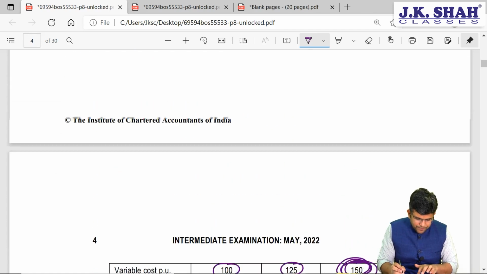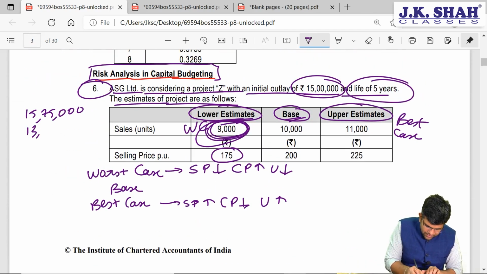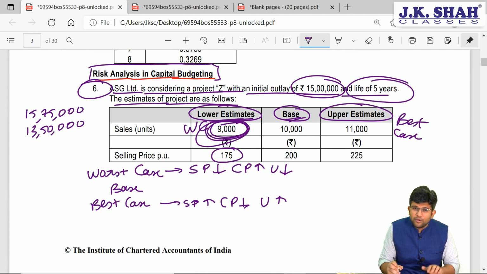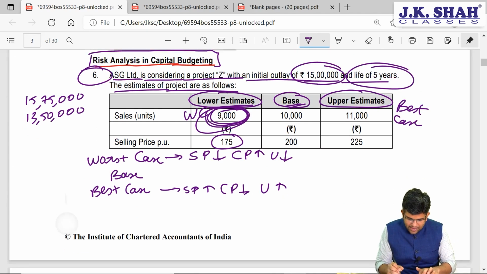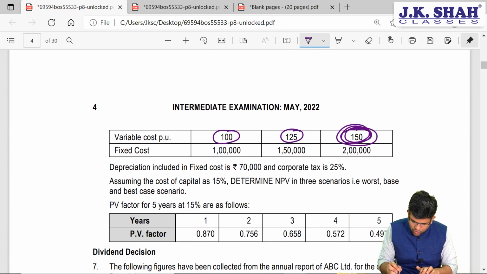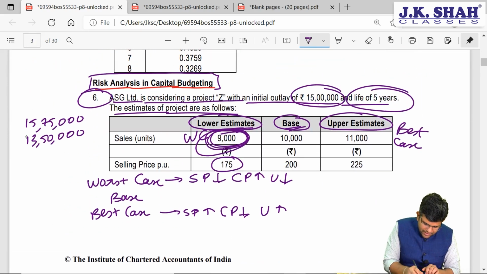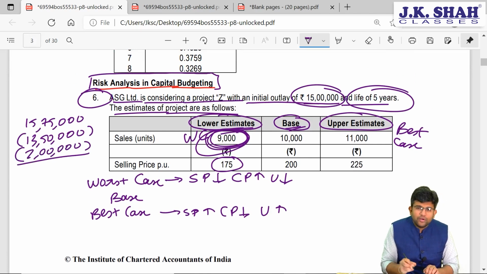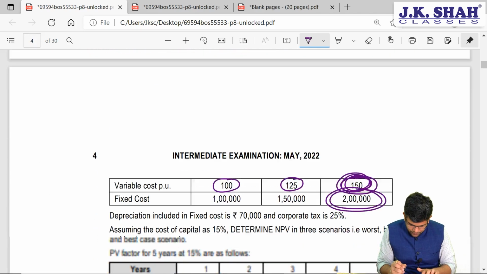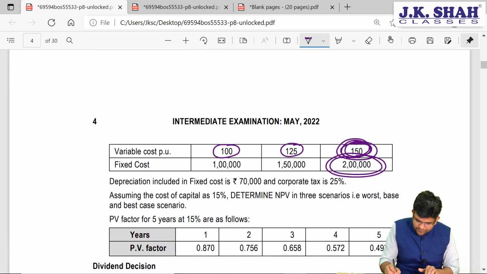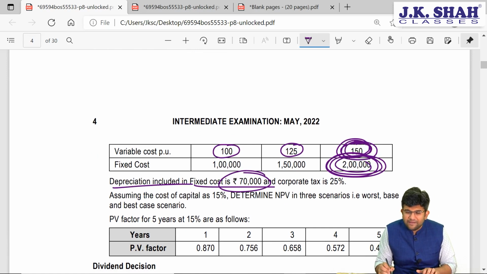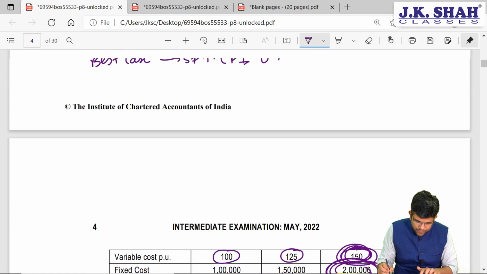Children, do you realize 13,50,000 will become your variable cost, correct? And then they are also saying that the fixed cost, children, the worst is 2 lakh rupees, the highest fixed cost. That also if I subtract, 2 lakh rupees if I subtract, do you realize I will get my net profit? But before I go on to the net profit, they are saying that in those fixed costs of 2 lakh, depreciation included is rupees 70,000.